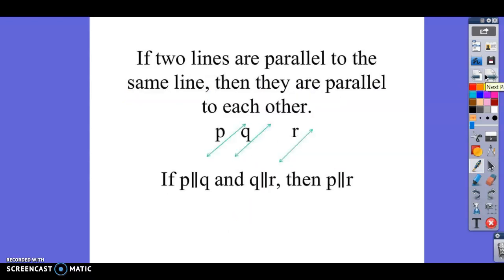And the last theorem here is really pretty basic. If two lines are parallel to the same line, then they're parallel to each other. So if P is, and this is the symbol for parallel right here, if P is parallel to Q and Q is parallel to R, then P is parallel to R.